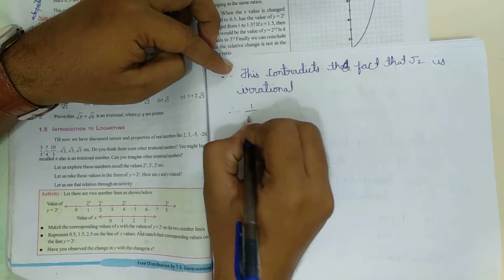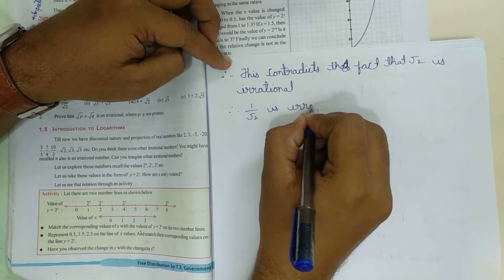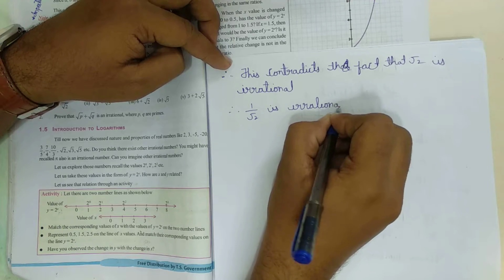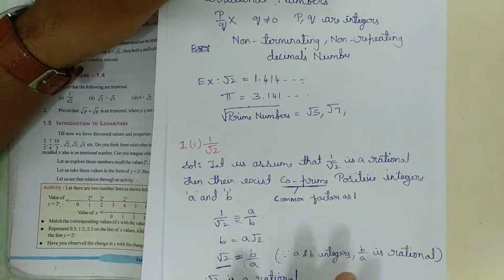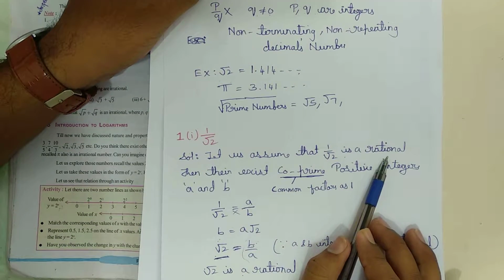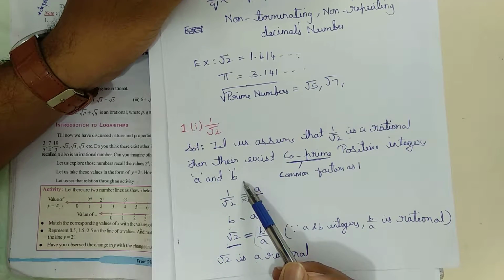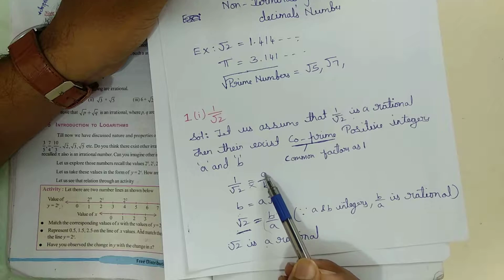Therefore 1 by root 2 is irrational. One more time we'll see. We have assumed that it is a rational number. When it is a rational number, then there will be two integers, a and b, that we have taken. Rational numbers will be in the form of p by q.